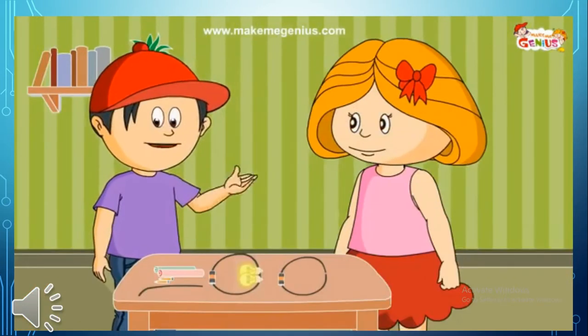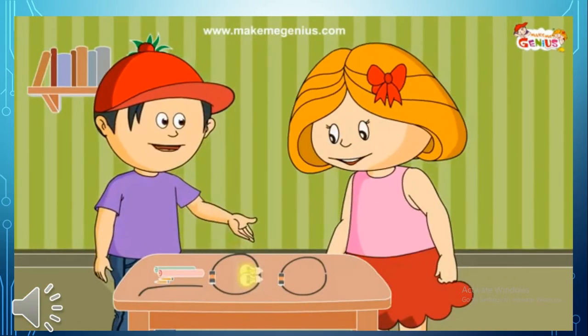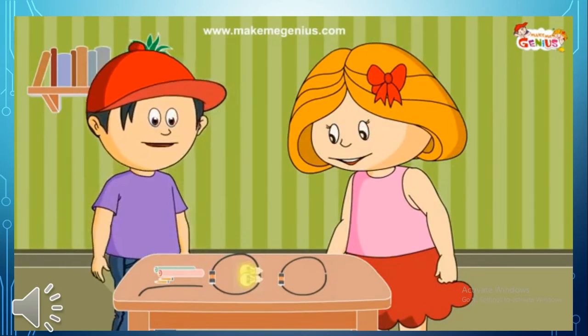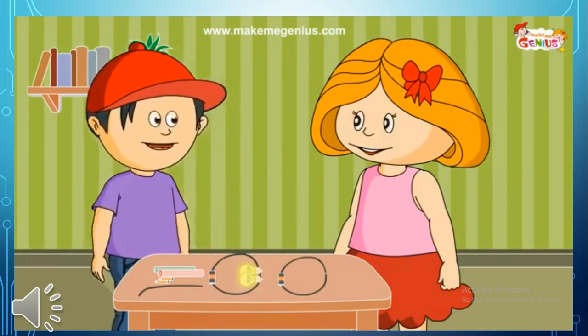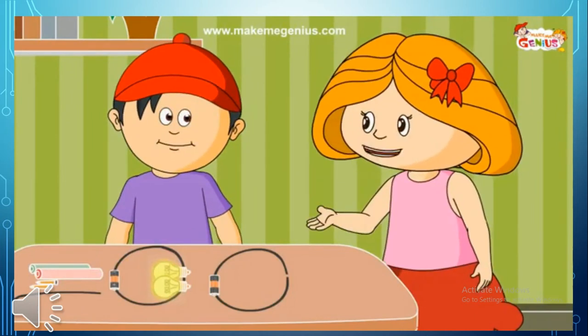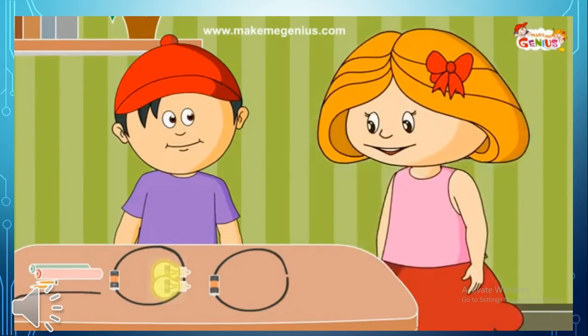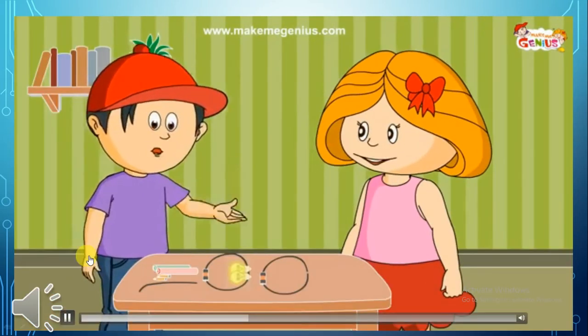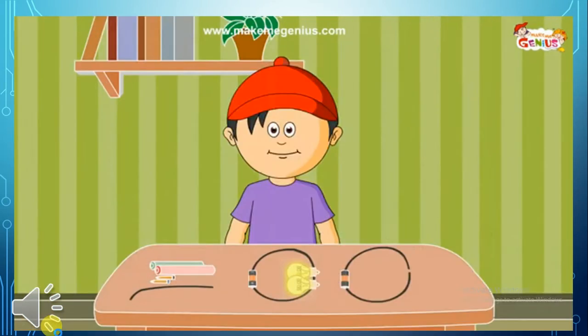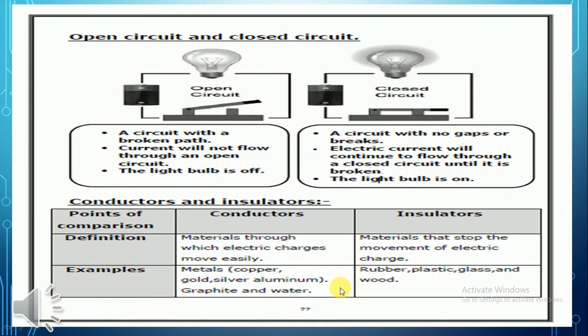Look at my circuit. It has a battery and two bulbs, and it is complete with wires. Yeah, it is very good. This kind of circuit is known as a simple or series circuit. Okay guys, so let's move to page 77.